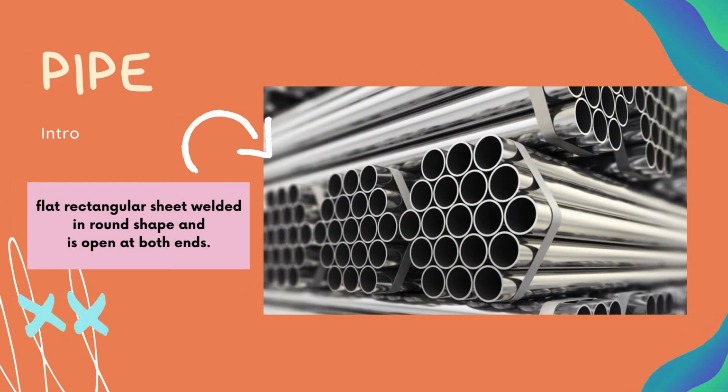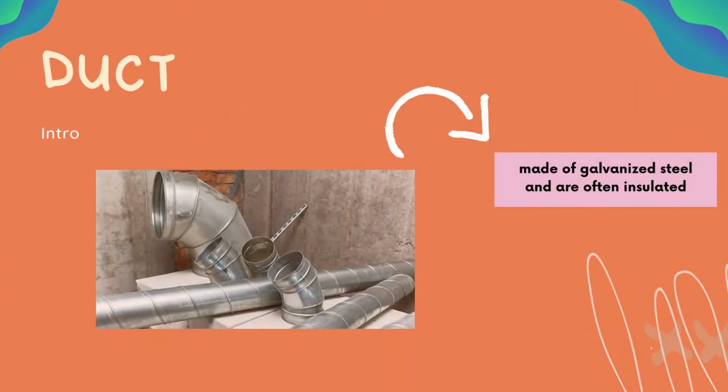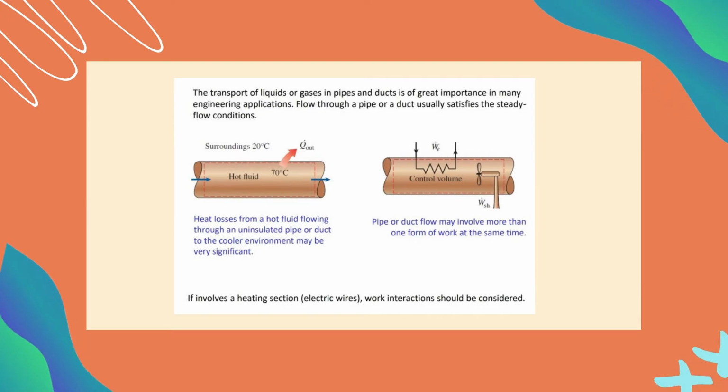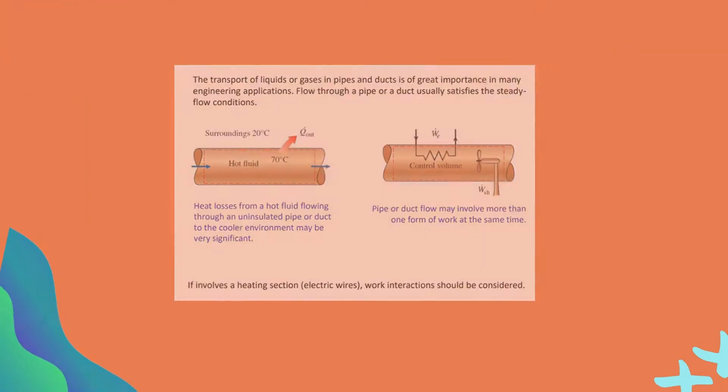Pipes are generally made of flat rectangular sheet welded in a round shape and are open at both ends. Meanwhile, ducts are made of galvanized steel and are often insulated. Heat losses from a hot fluid flowing through an uninsulated pipe or duct can be very significant. Pipe or duct flow may involve more than one form of work at the same time.